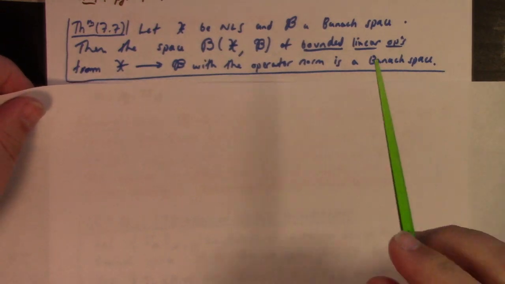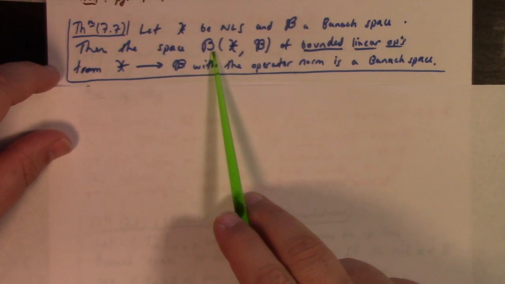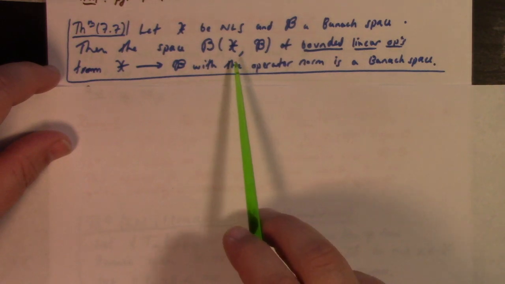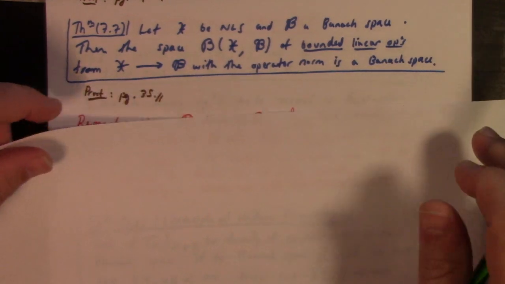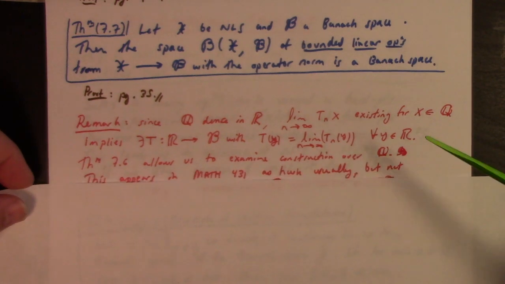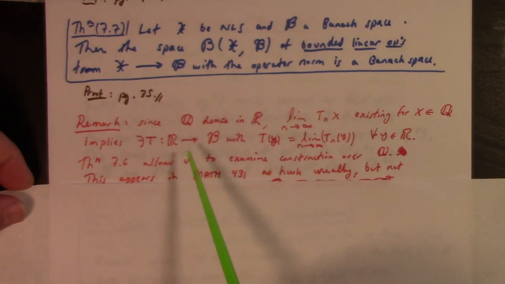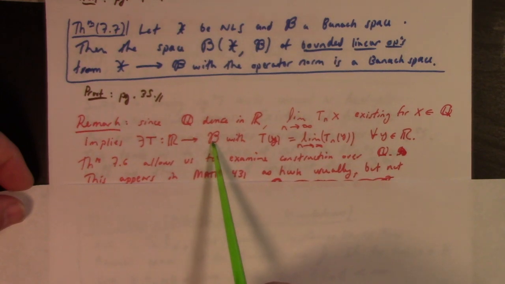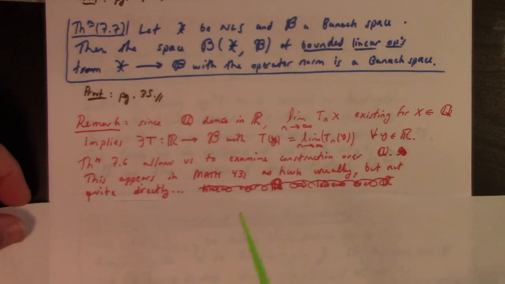Another theorem, Theorem 7.7. If we have a normed linear space and a Banach space, then the space of bounded linear operators from the normed linear space to the Banach space with respect to the operator norm is a Banach space. That's on page 35. So this red remark here is what I was just saying a second ago. If this limit exists for rationals, then it would imply that there is an extension, that there's a function from the whole reals to the Banach space, and it would relate to the given sequence of functions in the natural way.